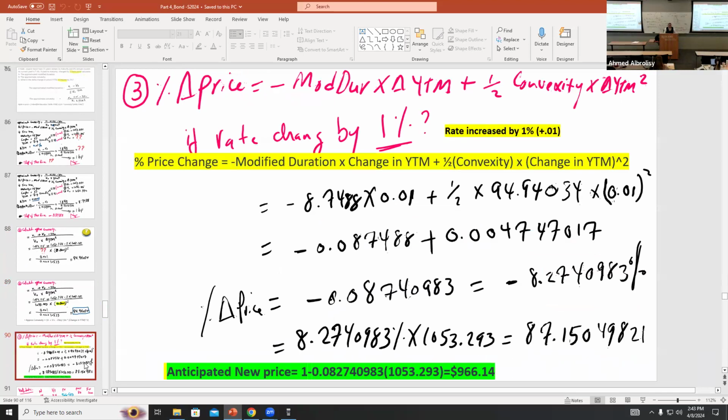So the third question is asking, what is the delta change in price? And we said the delta change in price is minus modified duration times a change in yield to maturity, plus half convexity times a change in yield to maturity squared. The formula is right here on the bottom, the one I mentioned earlier today. So it's just a matter of plug and play: put the numbers given into the formula, and you will be able to arrive at the percentage change in price.